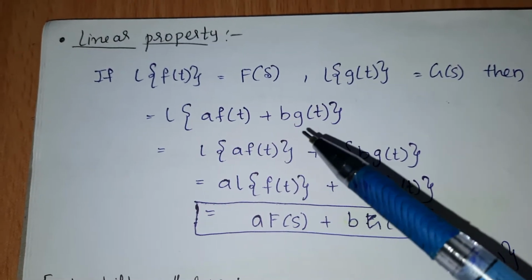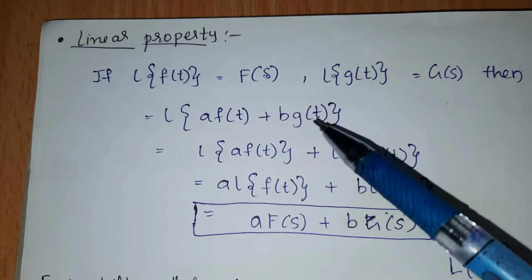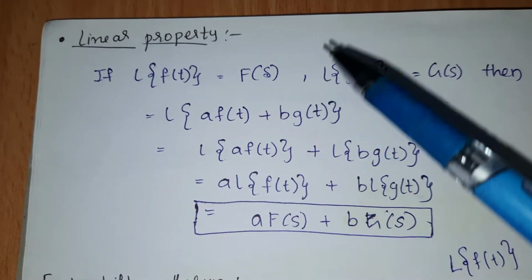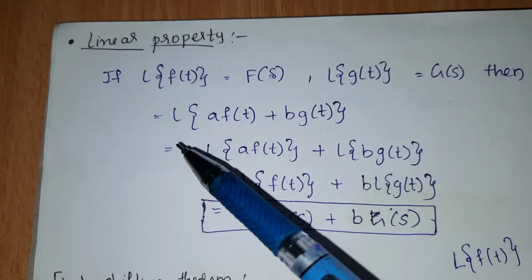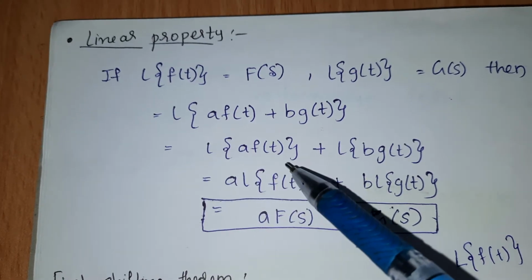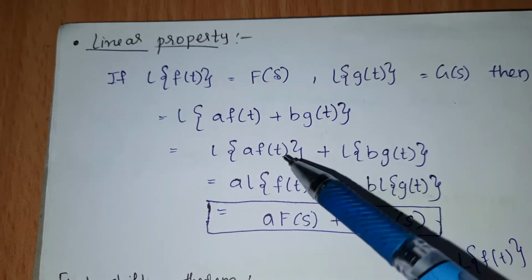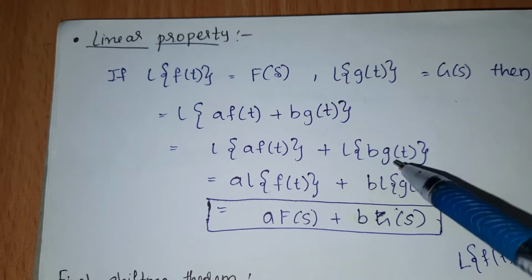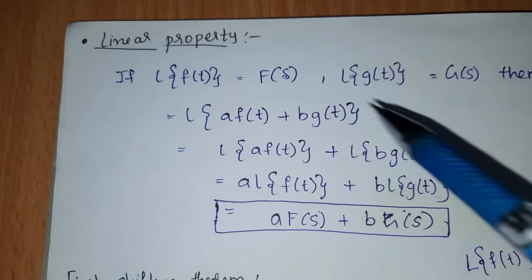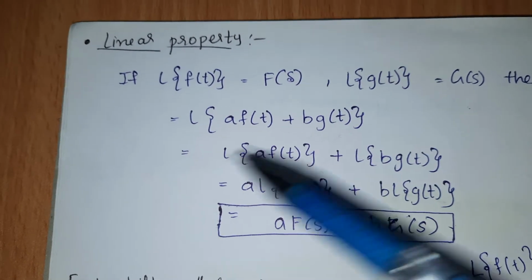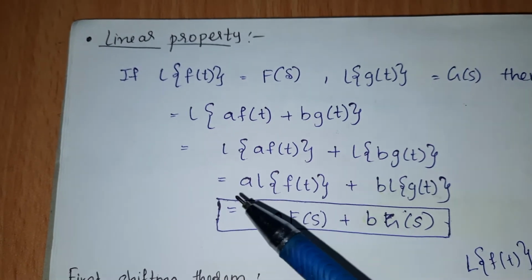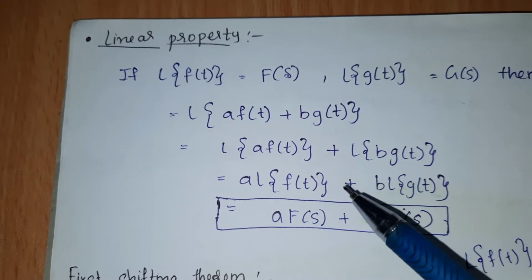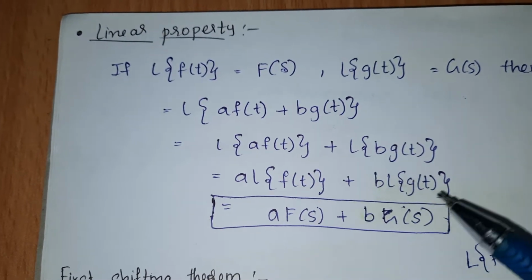If you have the Laplace transform of a f of t plus b g of t, now you have to separate it. Then you'll get L of a f of t plus L of b g of t. Now a and b are constants, so take them outside the bracket. Now it is a times L of f of t plus b times L of g of t.